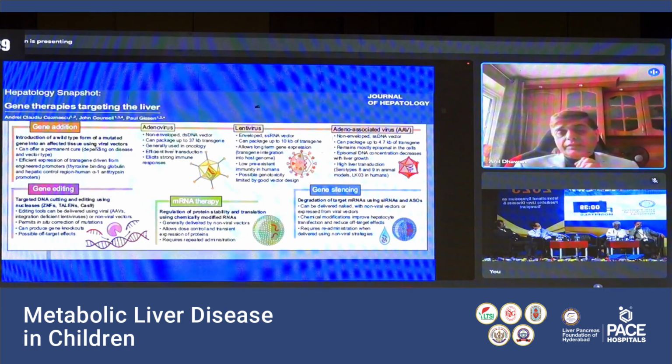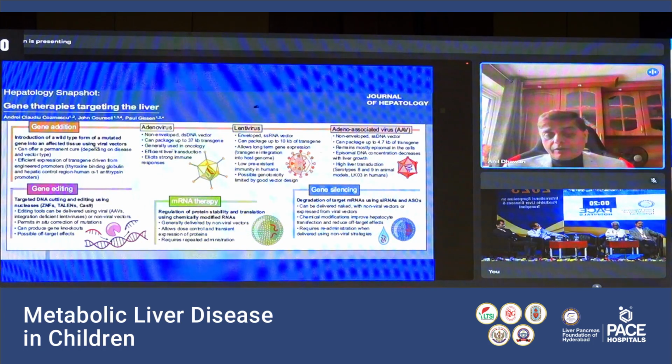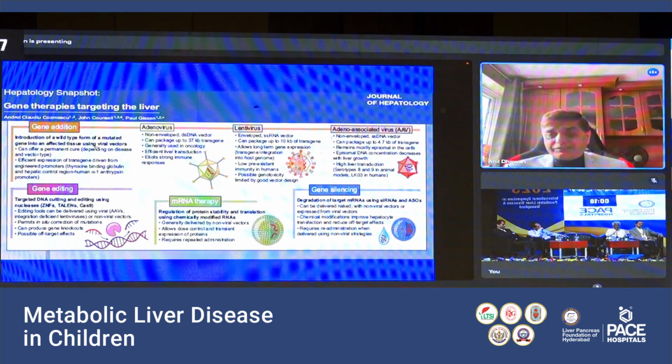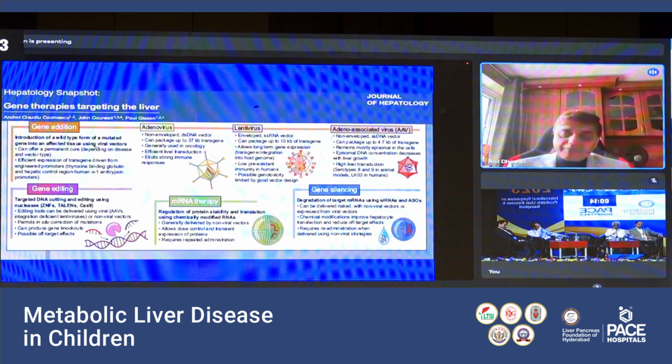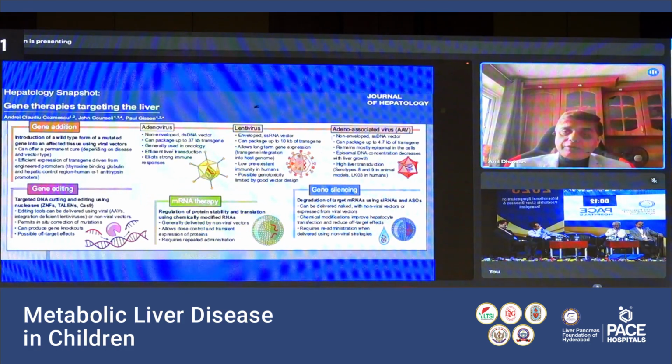We can use adenovirus, but the problem with adenovirus is that it is very immunogenic, although it can carry a very big transgene, up to 37 kilobases. Lentivirus is very effective, but the disadvantage is that it integrates. Once it integrates in your genome, it's very difficult to rule out genotoxicity in the future. The most favored virus at the moment is adeno-associated virus.